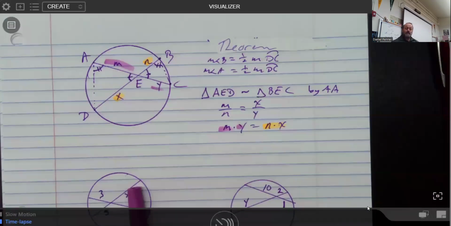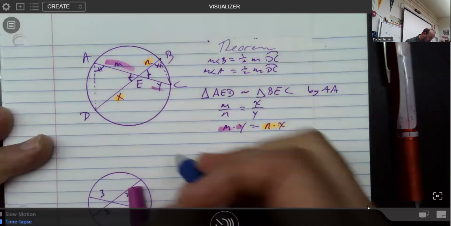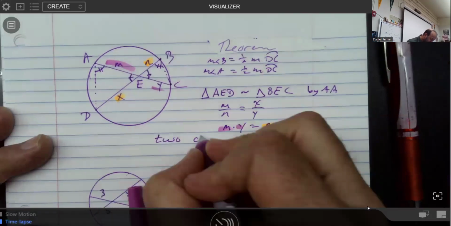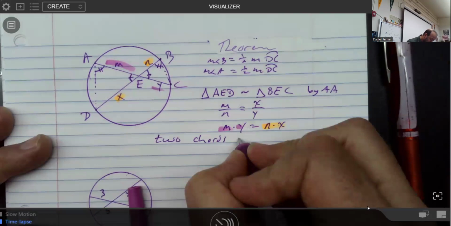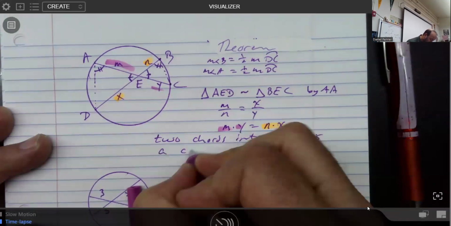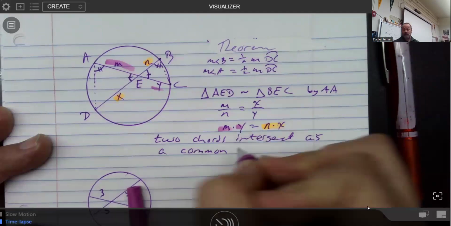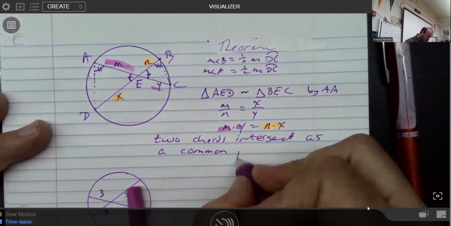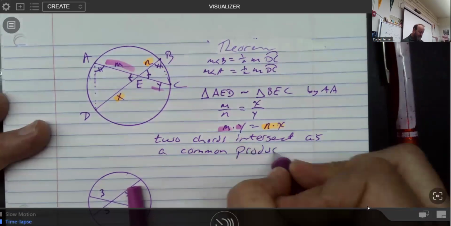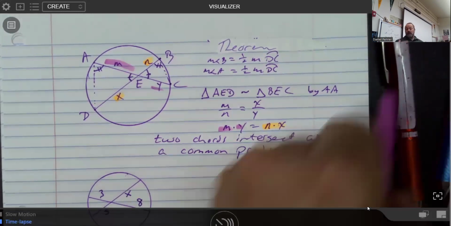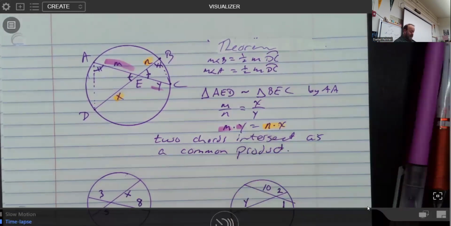So in other words, what we say is two chords intersect, and this is the way we actually say this, is that two chords intersect as a common. Now the word common means identical, like we share that thing, and it's the word product, which is the answer to a multiplication question, because that's what we're doing right here. We're multiplying those stories.